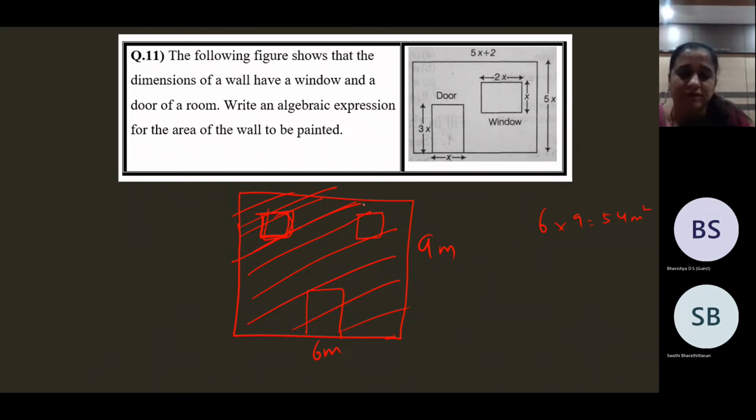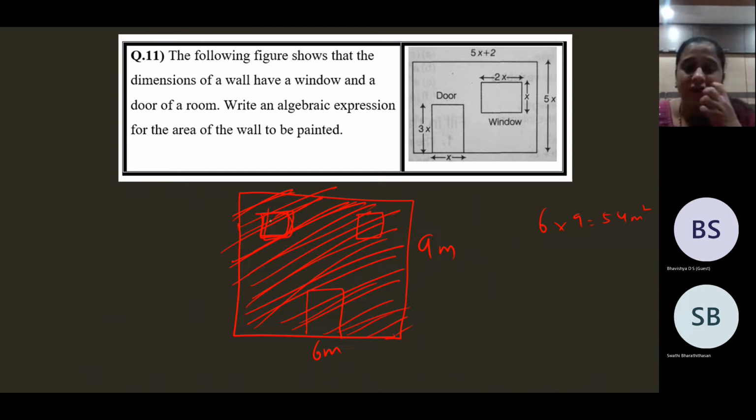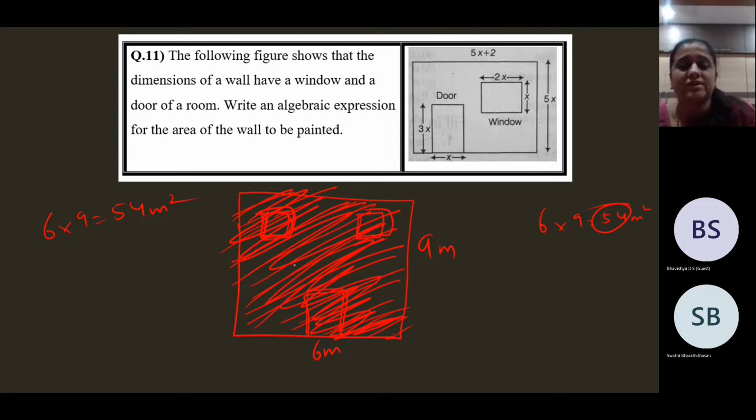It's the area of the full thing. 54 meters square is the area of this full thing. Now you know that the area of the wall is not 54 meters square because there are two windows where there is no wall. See, when there is a window, there is no wall there. And where there is a door, there is no wall there. So the formula does not know that. When you find the area using 6 nines or 54 meters square, it's the area of the whole entire surface of the wall, the entire surface.